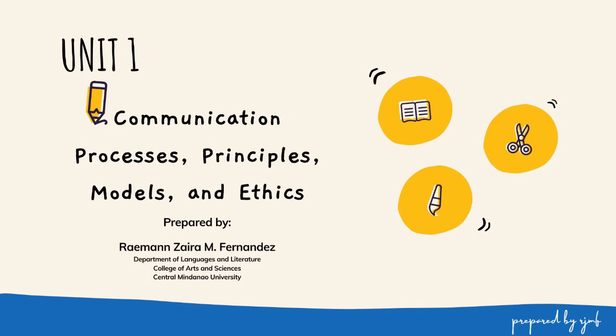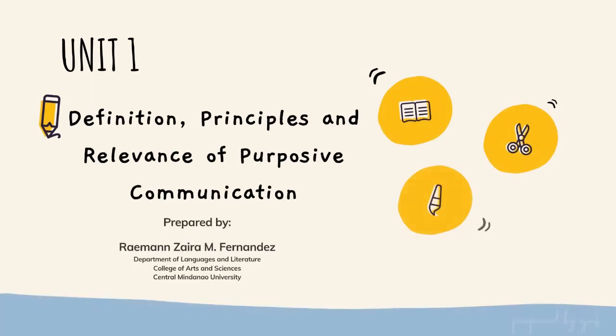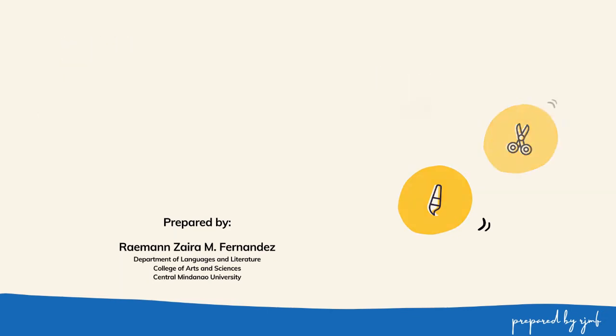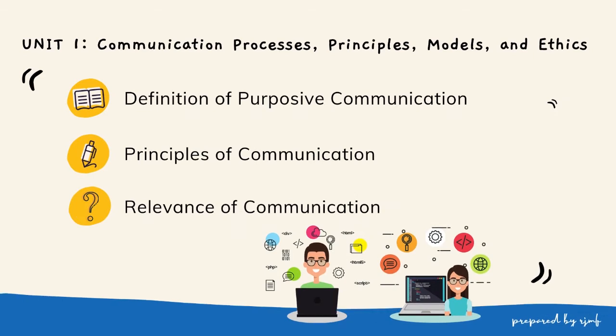We will now continue with Unit 1. Are you ready? In this unit, we will still talk about communication processes, principles, models, and ethics. Our last topic was all about the meanings and differences of language and communication. For this lesson, we will learn about the following concepts. Definition of purposive communication. Principles of communication. And relevance of communication. These are very interesting topics, right?